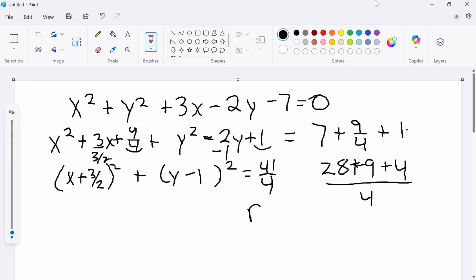The radius would be the square root of 41 fourths. The center is negative 3 halves, positive 1. Because remember, it's x minus h squared plus y minus k squared equals r squared.